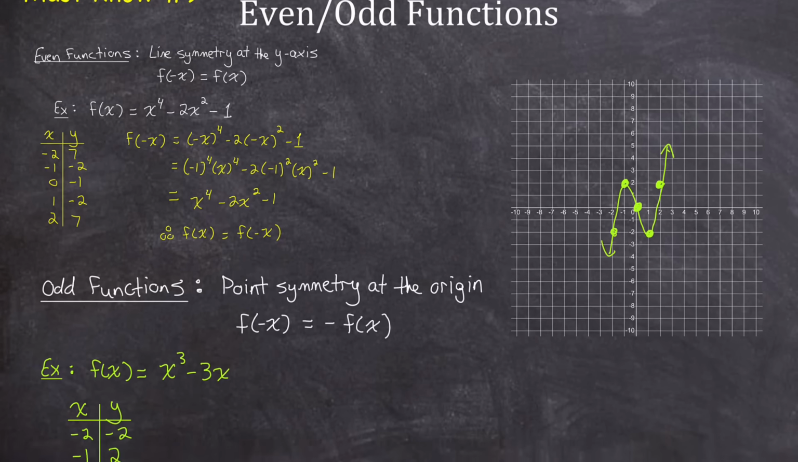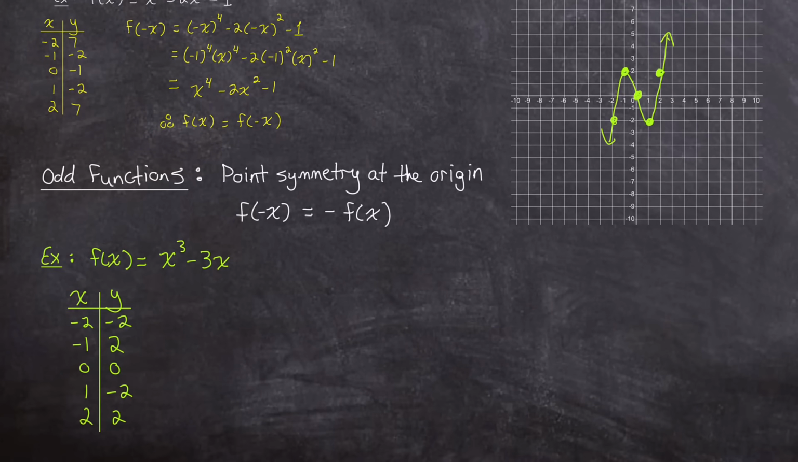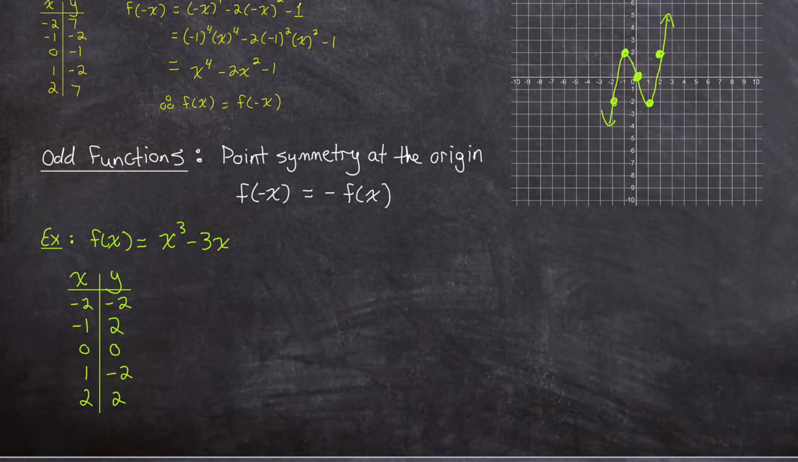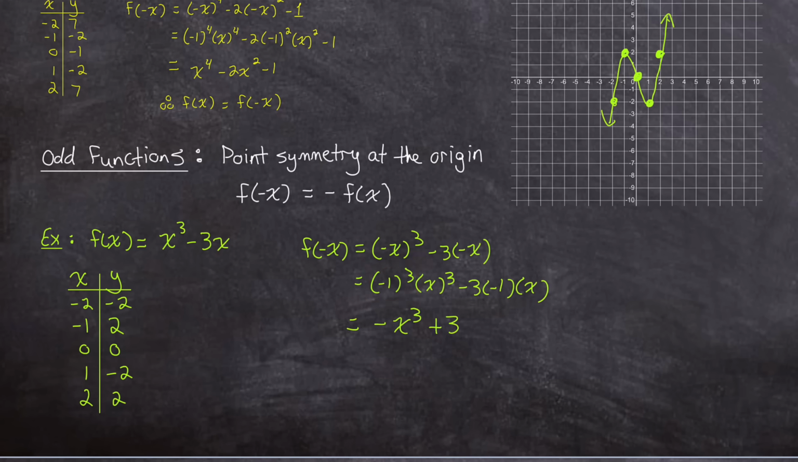And now let me show you algebraically how we can prove that we have an odd function. I'll have to come up with an expression for both f of negative x and the negative of f of x. We'll start with f of negative x by using negative x as the input for x in my f of x function. And then applying my power of a product rule, negative 1 cubed is negative 1. So I get negative x cubed plus 3x.